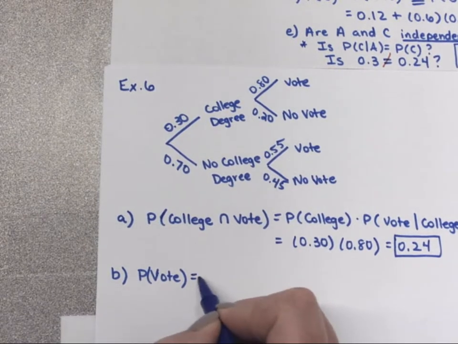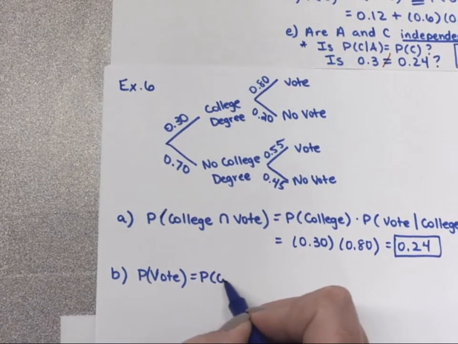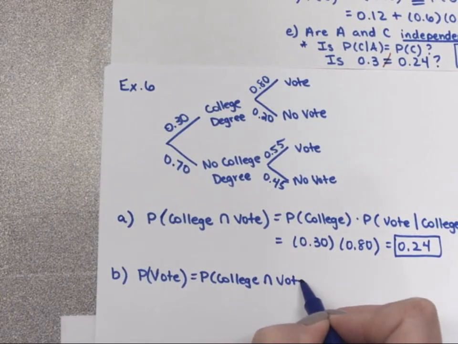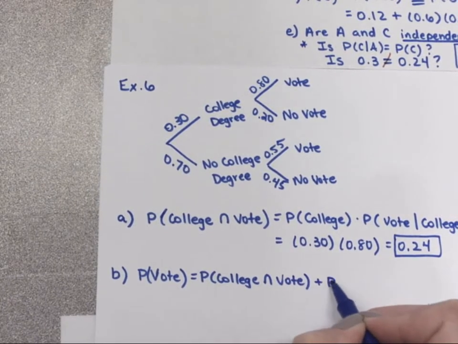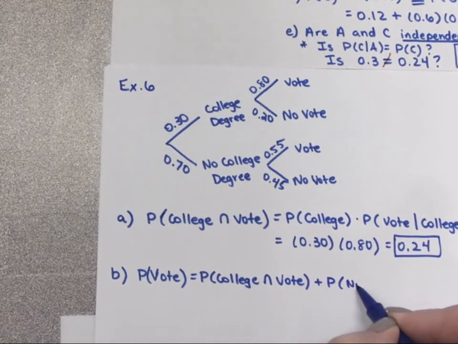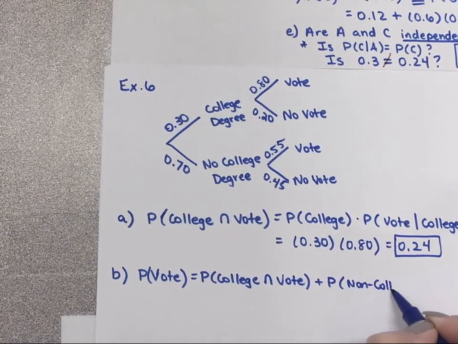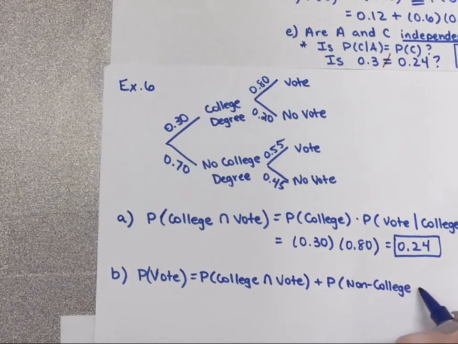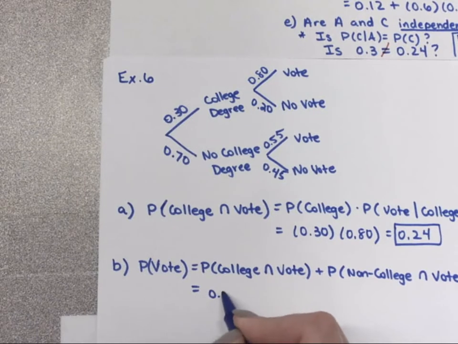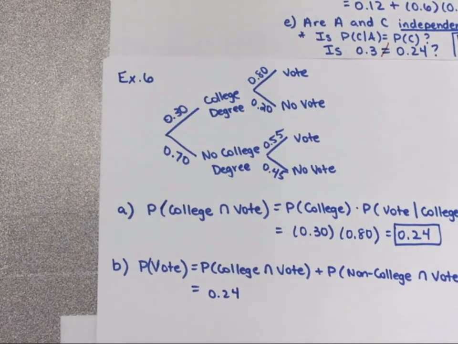So essentially it's the probability of college and vote, plus the probability of what? Non-college and vote. So we already did this one, so we're not going to do it again. We already did that one in part A.